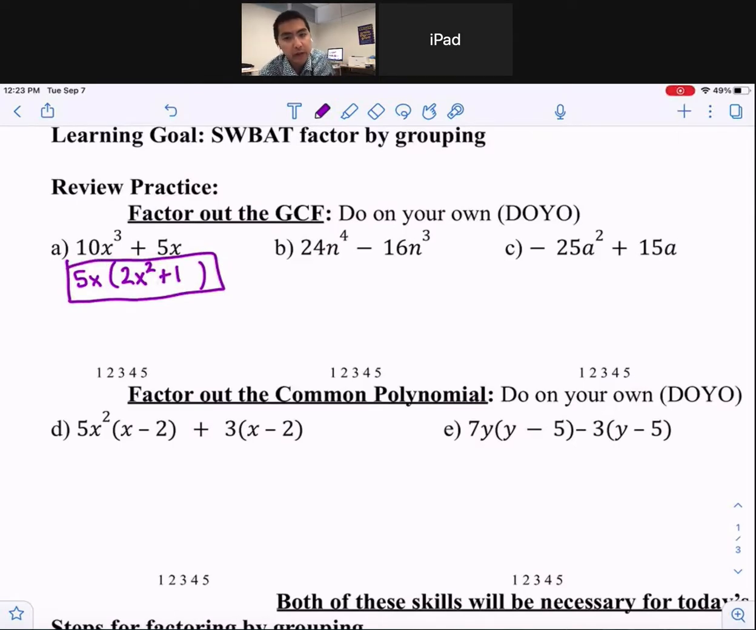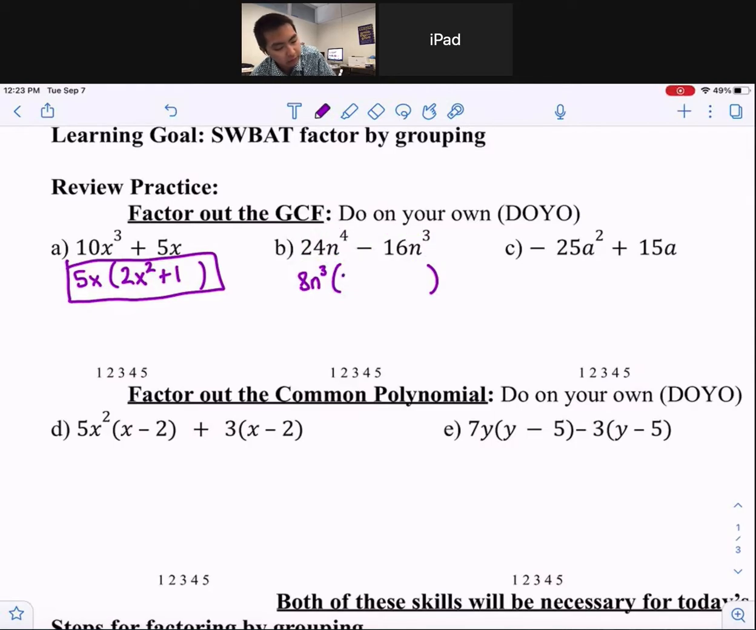Now let's look at b. Remember, look at the numbers first. 24 and negative 16. What can you factor out that could go into 24 and negative 16? Oh, an 8. And how many n's can you factor out from both? 3 of them. You can take away at most 3 n's from both of them.